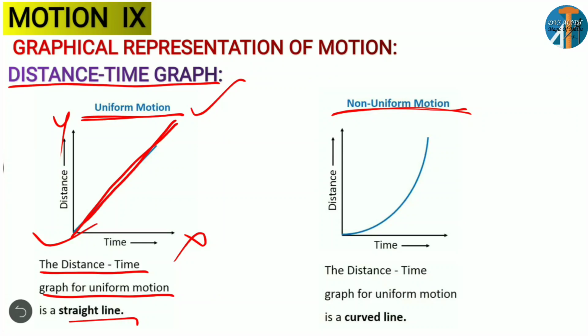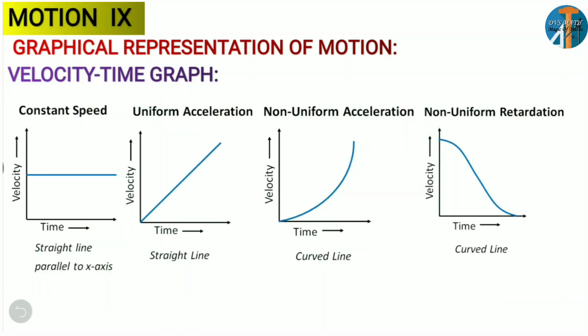If it is non-uniform motion, it will be a curved line. So if it is a straight line, it is uniform motion; if it is a curved line, it is non-uniform motion. So this is about the distance-time graph. Next is the velocity-time graph. In the previous one we took the distance-time graph, now it is the velocity-time graph.